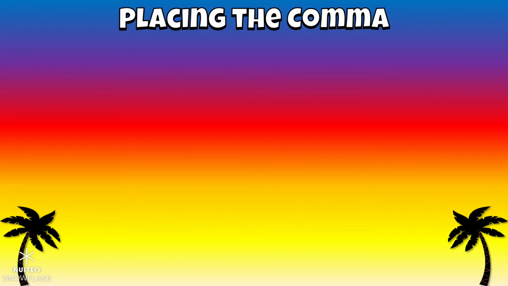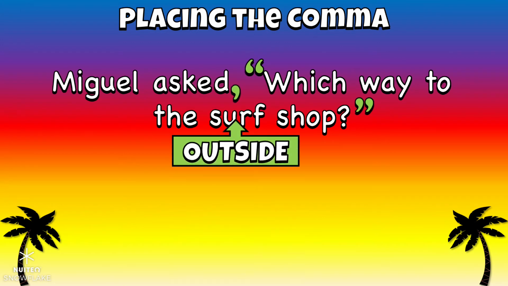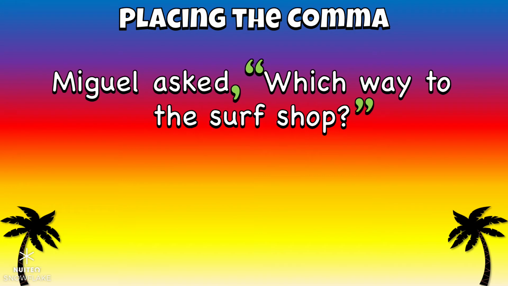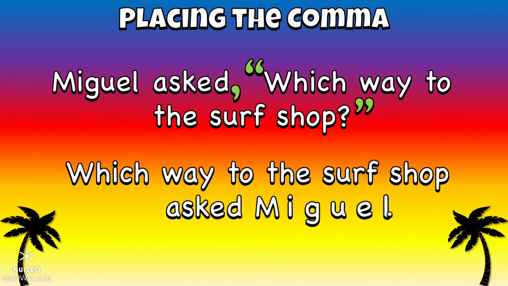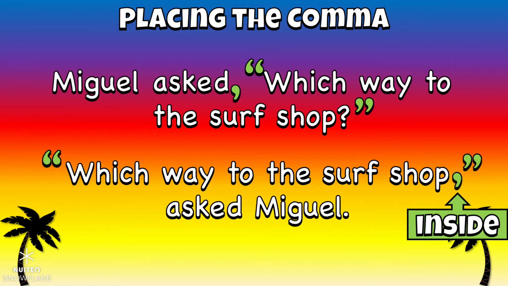Let's practice where to put the comma when using quotation marks for direct speech. Miguel asked, "Which way to the surf shop?" We have our quotation marks. Since the direct speech is at the end of the sentence, we put the comma outside the quotation marks. "Which way to the surf shop?" asked Miguel. We have our quotation marks to show the direct speech. And since the direct speech is at the beginning of the sentence, we put the comma inside the quotation marks.